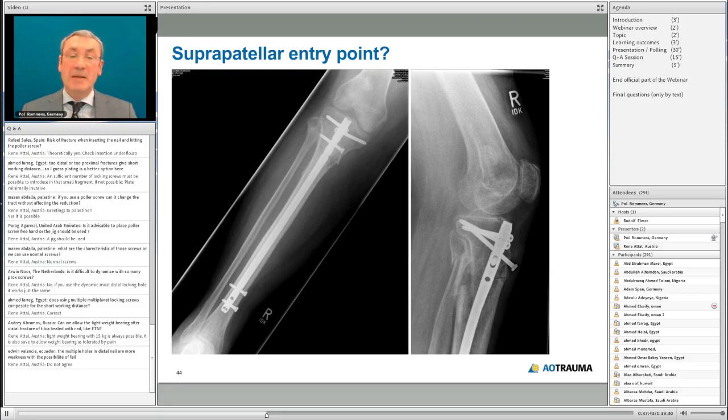But as I mentioned, we need a high stability in the proximal fragment, and therefore in this case we used 4 interlocking screws in this area of only 5 to 6 centimeters.